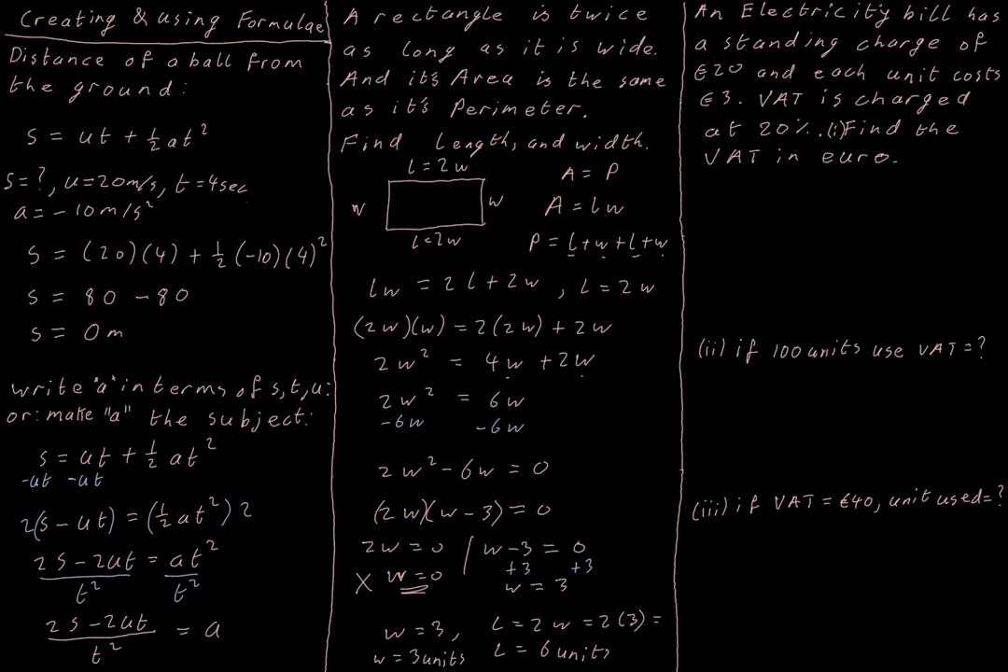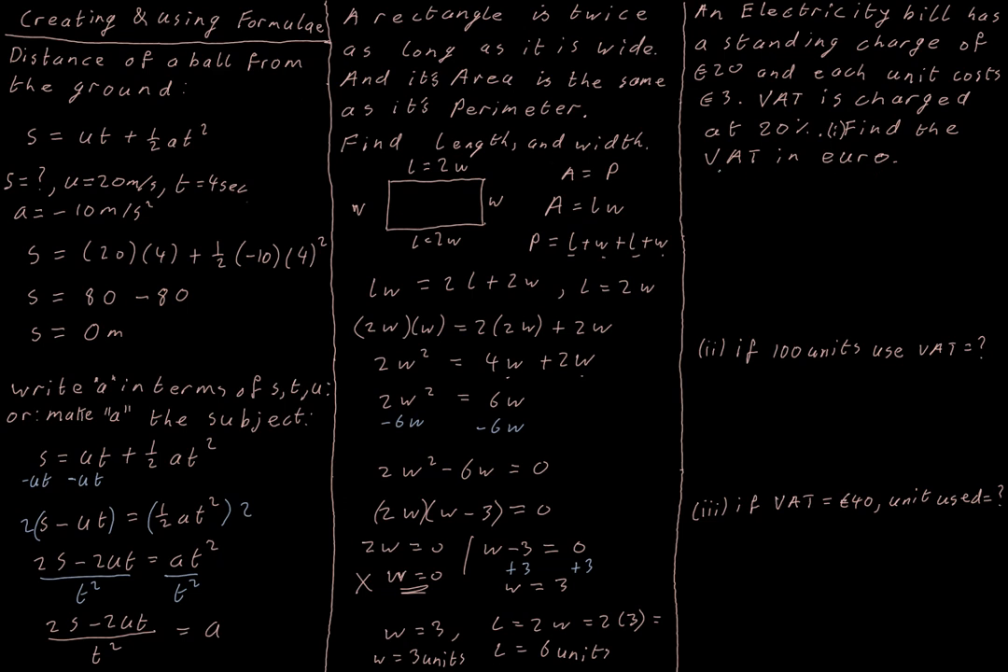Now, a more complicated piece of translation. An electricity bill has a standing charge of €20. That means we have to pay €20 regardless of how much electricity we use. And each unit of electricity costs €3. VAT is charged at 20%. Find the VAT in euro. So this actually means find the formula for the VAT in euro.